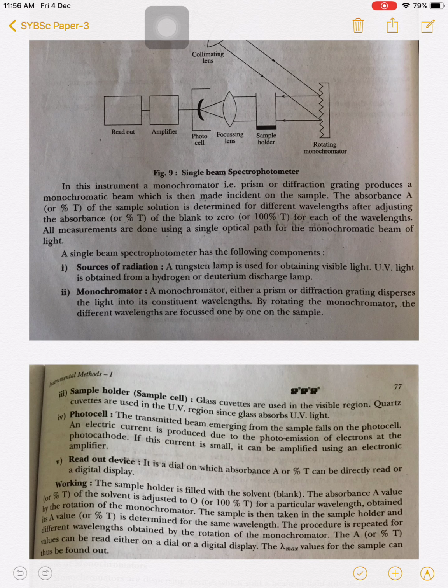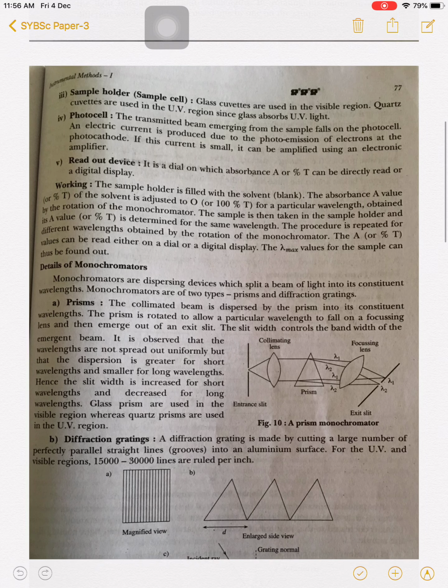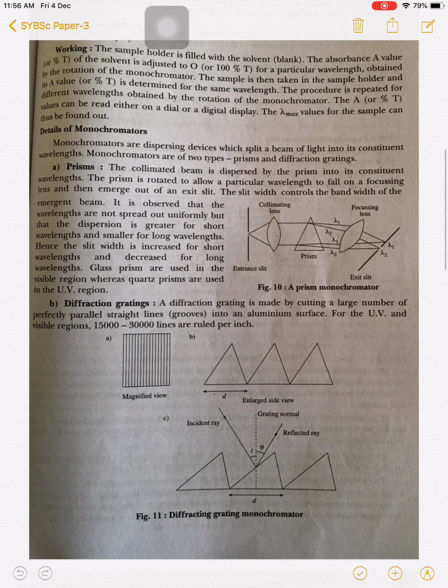The A or transmittance values can be read either on the dial or digital display, and after that we can calculate the lambda max value for the sample. So this is the working of the single beam spectrophotometer.